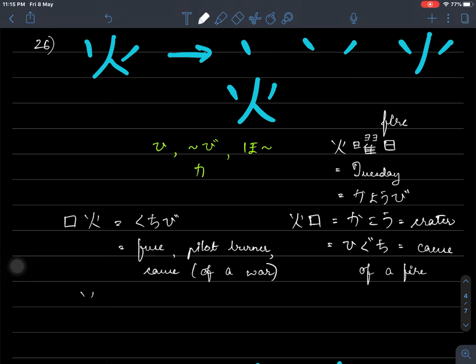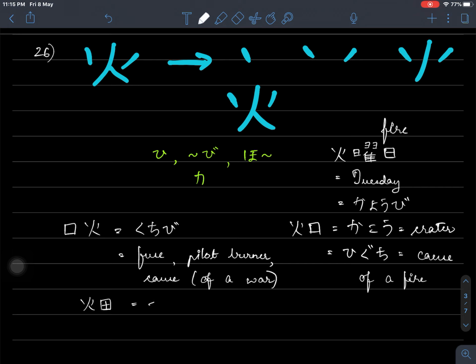Okay, and then you have this kaden, which stands for slash and burn agriculture. I think kaden and kayobi are rather straightforward. Kako or higuchi and kuchibi are a little bit confusing. But those are again the kinds of words that you will not encounter very frequently.